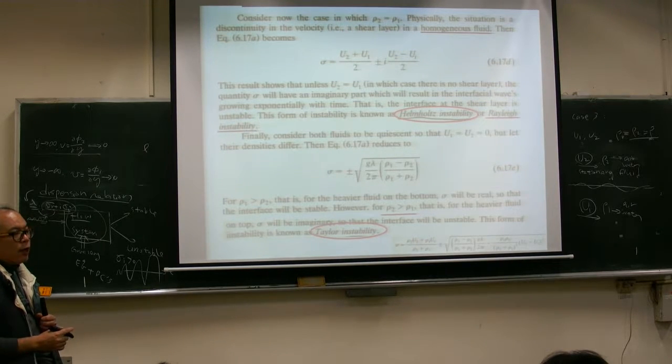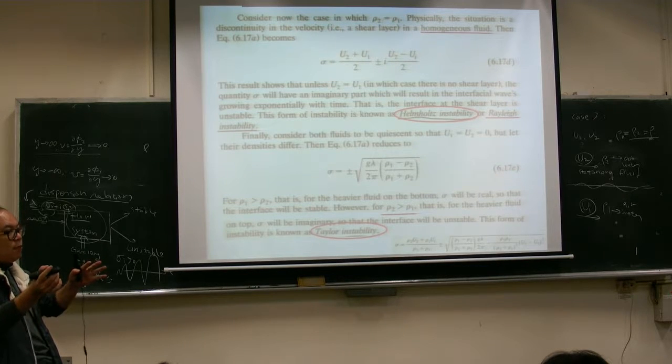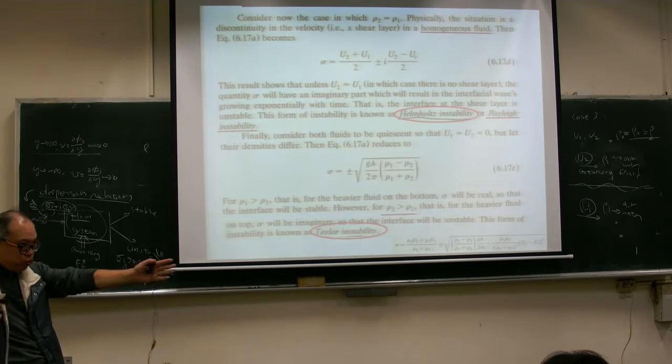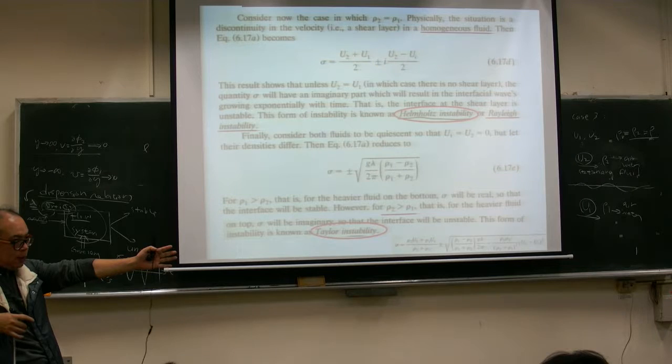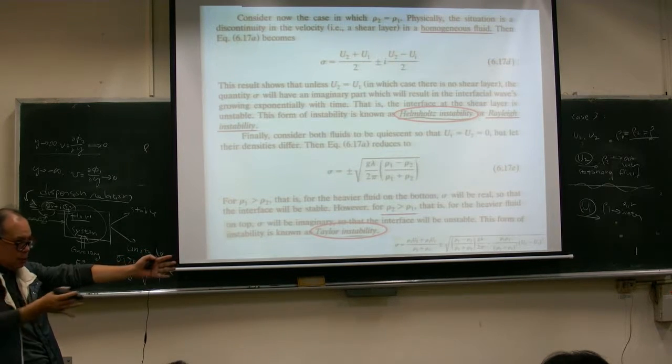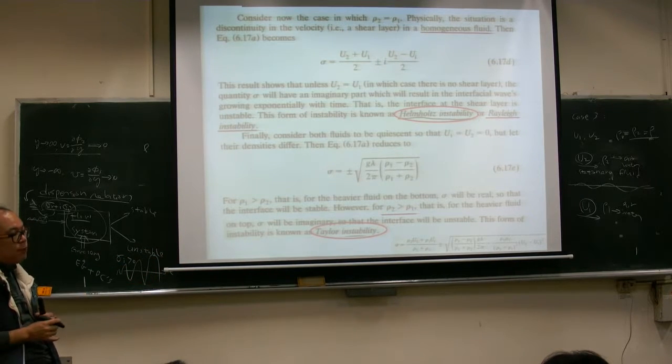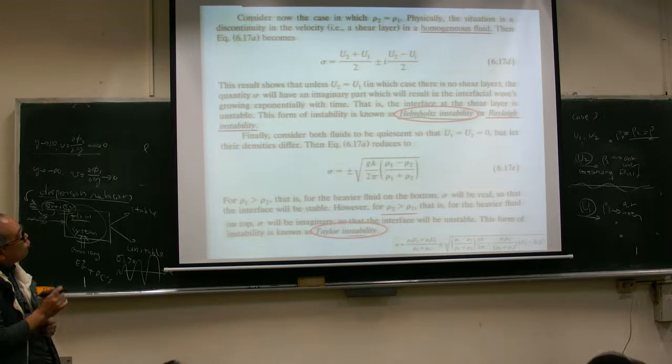So case 3 is what? Case 3 is we have the same medium, but only have the velocity shear. One side the speed is higher, one side is lower, we have a velocity difference, U1 and U2. No matter which of U1 and U2 is bigger, it's always the case that sigma is greater than 0.